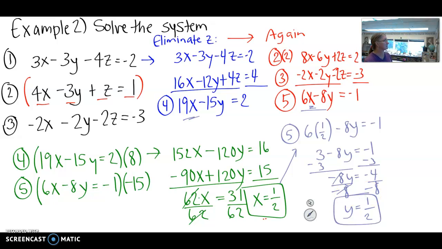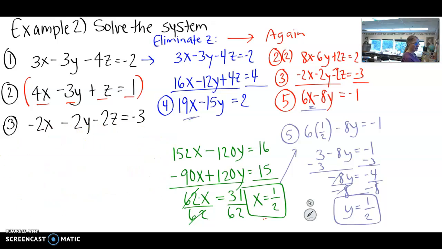And now I need to throw the x value and the y value back into equation 1, 2, or 3 and find z. Why don't you pause the video and pick one of those equations and solve for z. And then come back to see if we got the same thing.